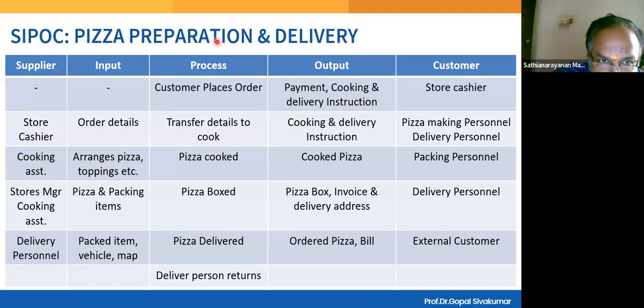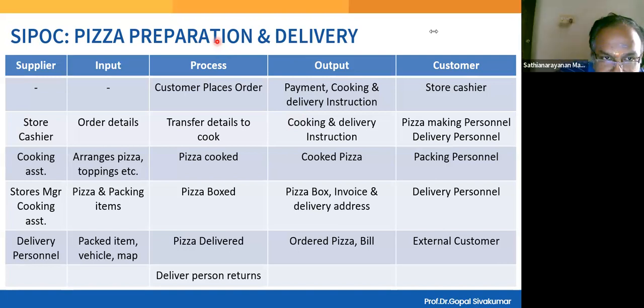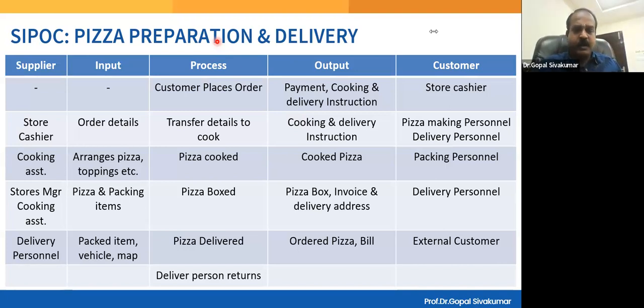What is the starting point? Placing the order. Very good. So the starting point is placing order. Ending point? Delivery to the customer. If you place an order, the process starts, and if you receive the pizza, the process gets over. So we are going to improve the activities that are happening in between these two, the starting point and the ending point.